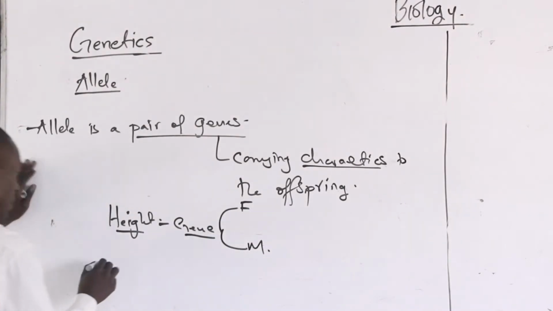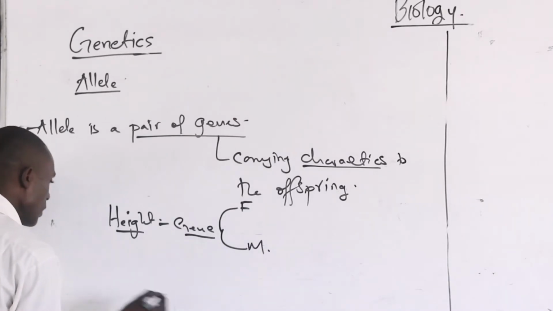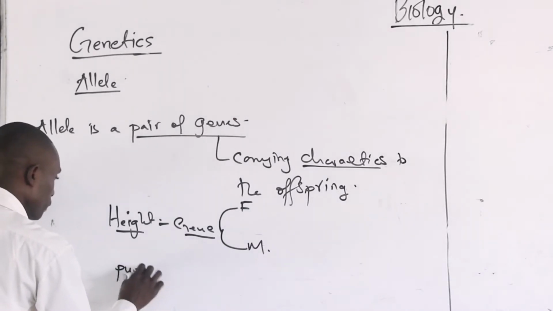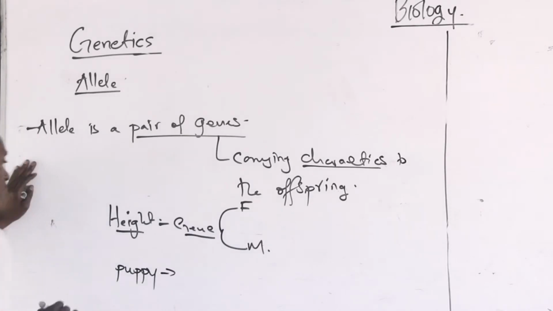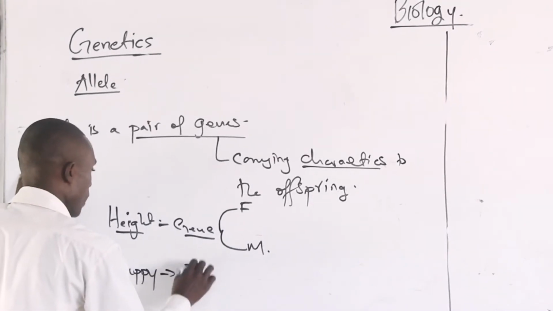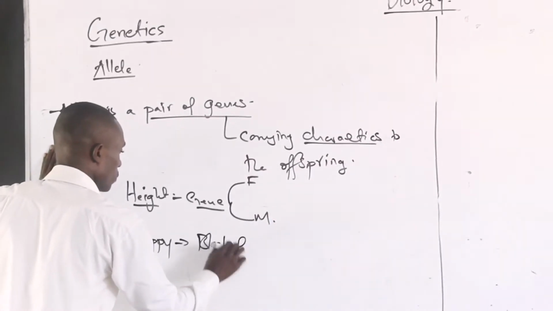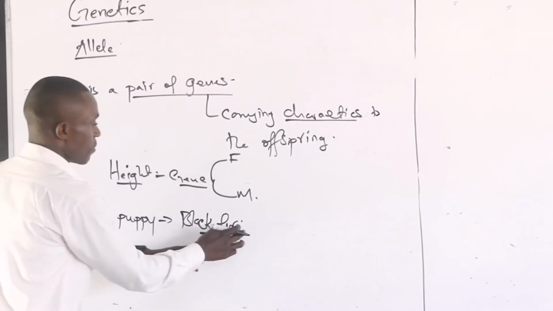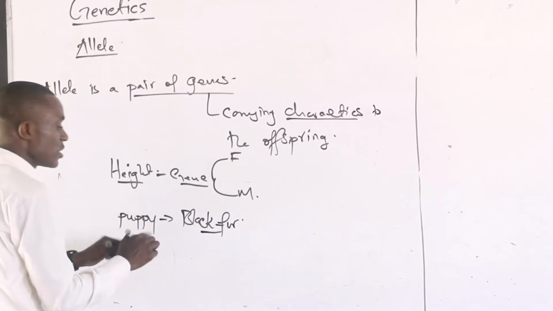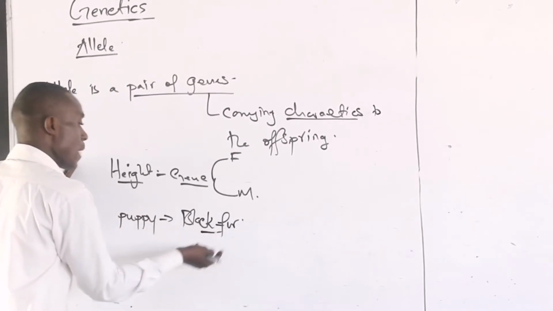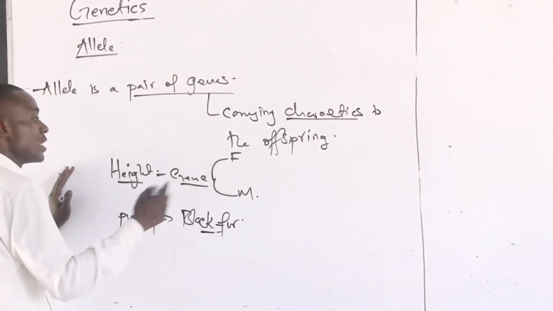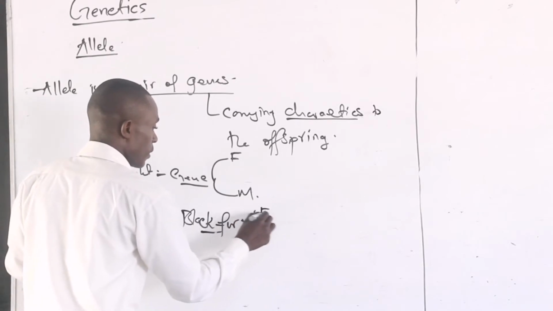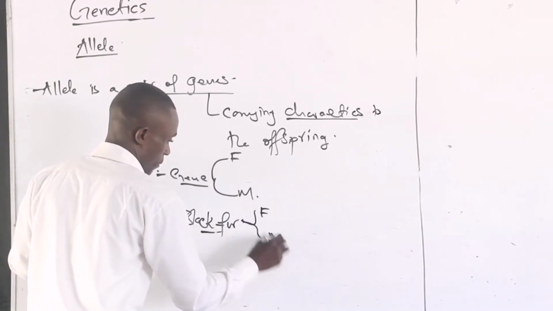Another characteristic, let's say we can look, for example, at a puppy. A puppy, for example, has black fur. This is a characteristic for the color of the fur. So what does it mean? We have a gene that is controlling the color of the fur, and these genes exist in pairs. One came from the male, another one came from the female.